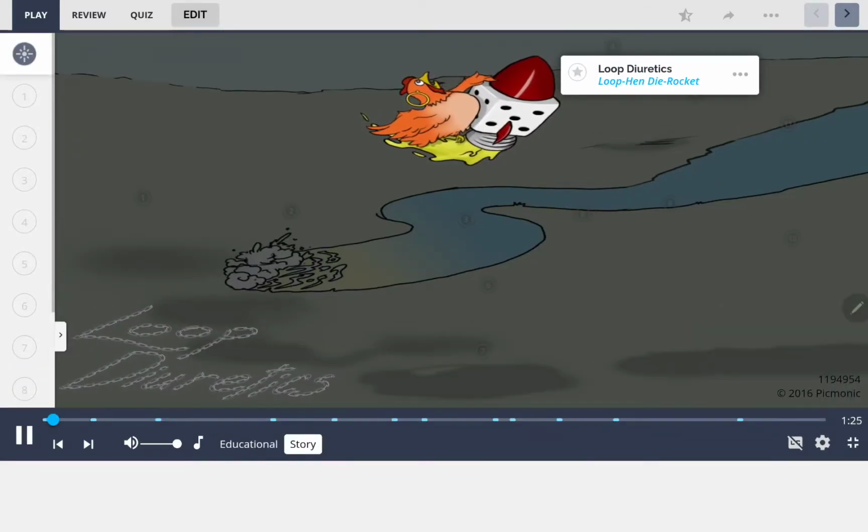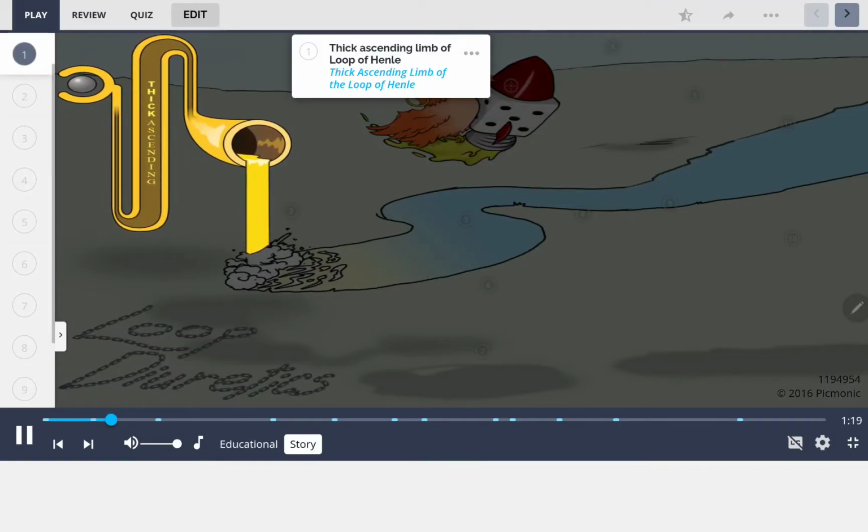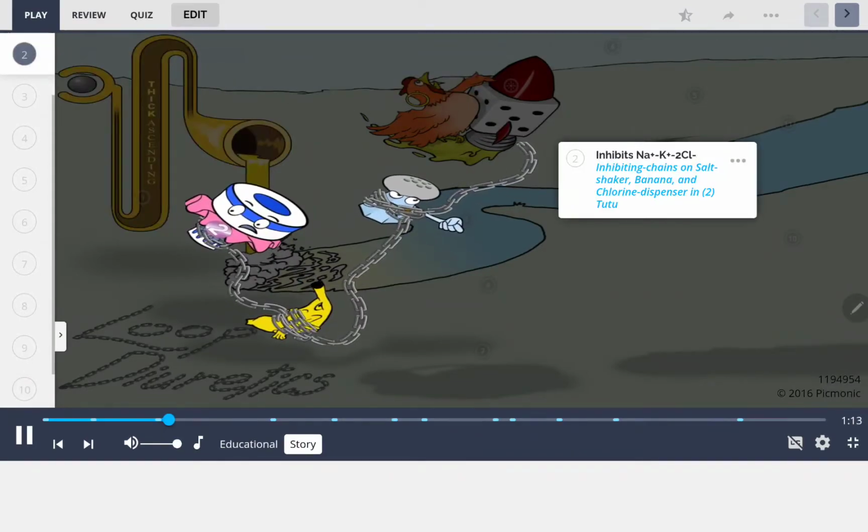Loop diuretics work kind of like a loop hen riding a di-rocket to escape the farm. Guess she doesn't care for being cooped up in the thick ascending limb of the loop of Henle, so she makes a break for freedom. But she'll need supplies for her journey, so she slaps some inhibiting chains on all the salt shakers, bananas, and chlorine dispensers in tutus she can find, and blasts off from the loop of Henle with each in tow.